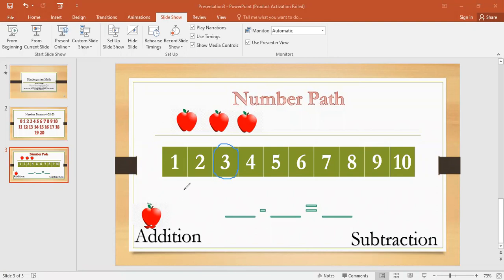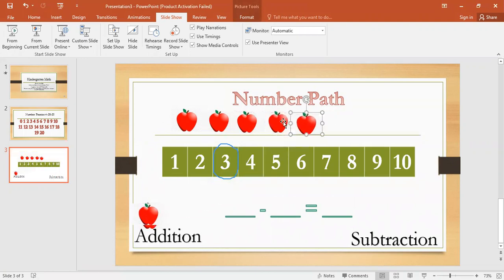I'm going to add 2 apples to my bunch. So I'm going to bring up 2 apples. 1, 2. So in my number path, what do you think I need to do to figure out how many apples I have altogether? Good. You might have said you count up your apples up here, but in your number path, you can add up 2 more. So you will go 2 spots to the right.